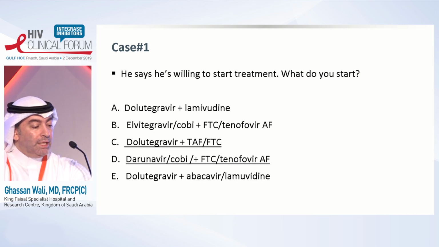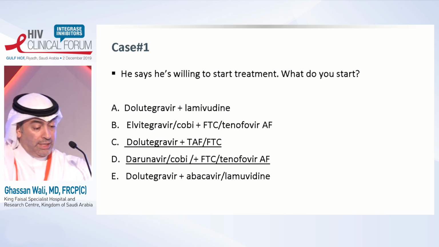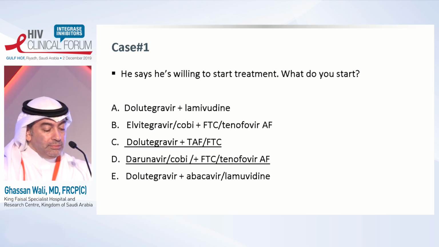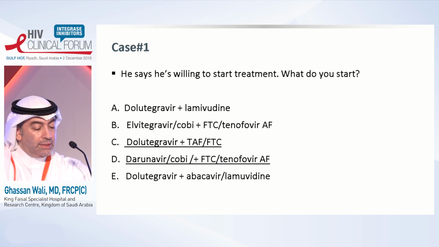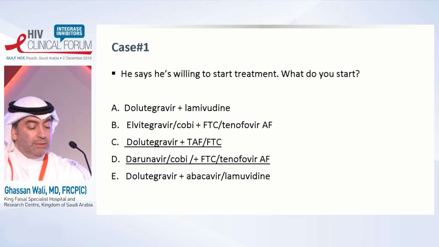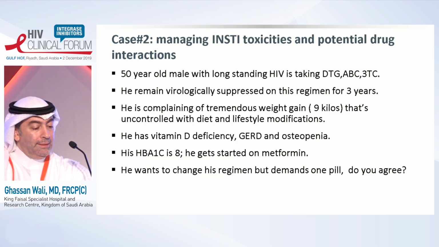So eliminating A because of unavailability and going with the guidelines of not using a booster, we went with both options C and D are correct. HLA-57 is still pending, so it's not recommended to use abacavir. So you can choose between a PI versus dolutegravir, and we went with dolutegravir TAF FTC.